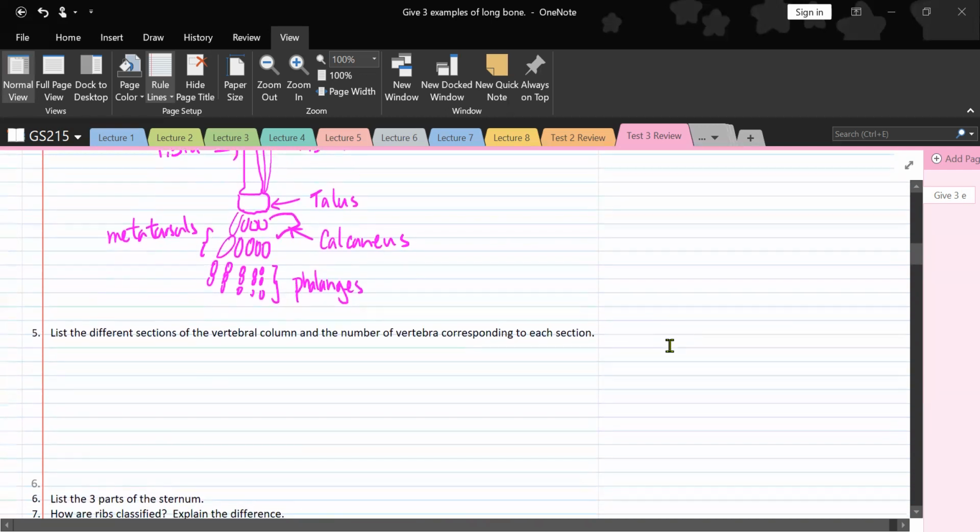All right, number 5, list the different sections of the vertebral column and number of vertebrae corresponding to each section. So we have the cervical, which is 7. That's in the neck area. Thoracic is 12. Lumbar is 5.